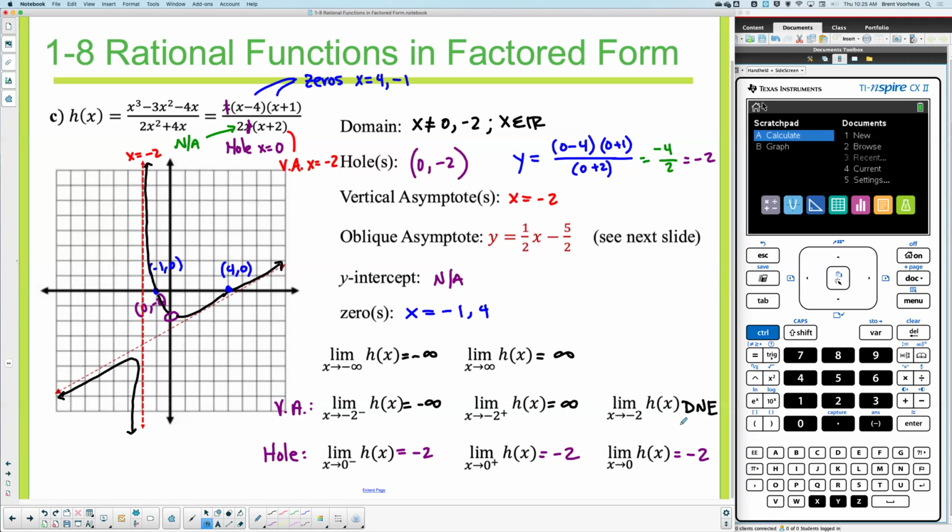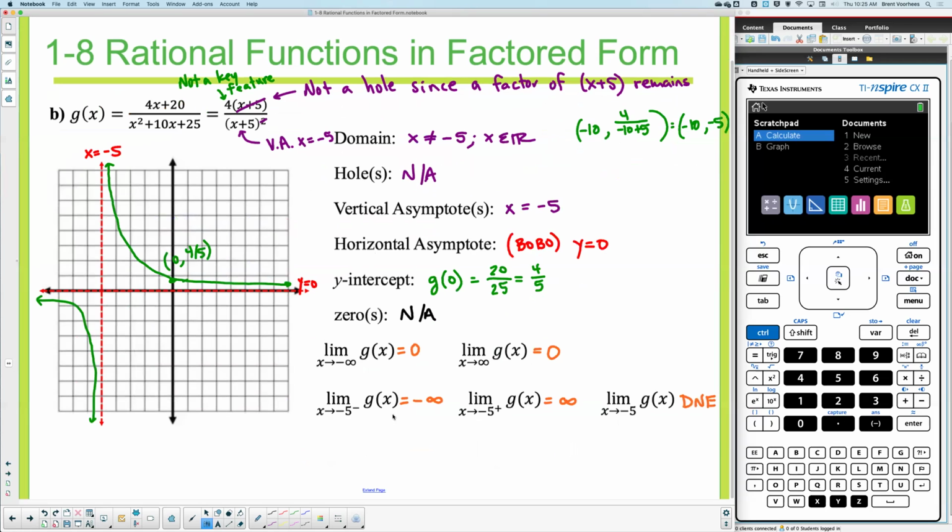Let's go back and you can just tell me real quick without even looking at the picture. You can just look at the limits and tell me which one came from what. If I went back to B, what would you tell me if you saw these limits?